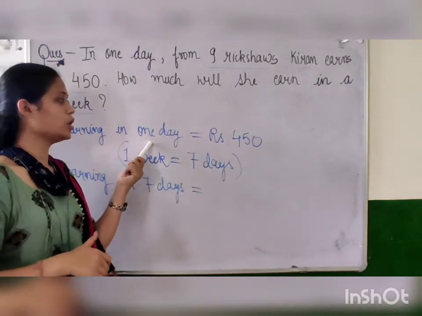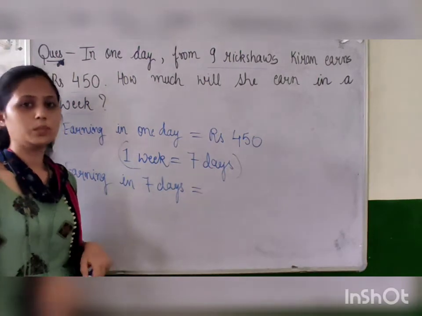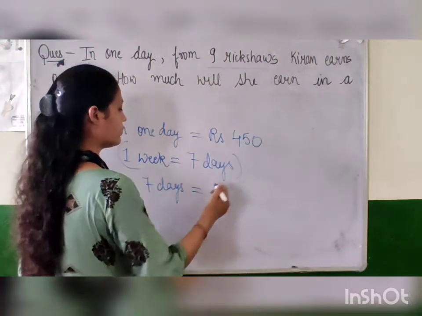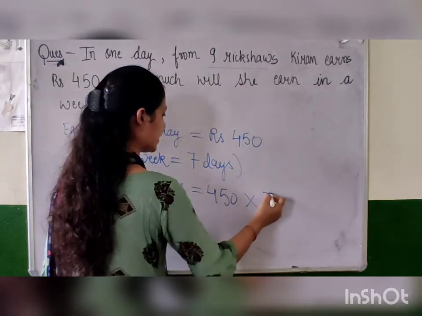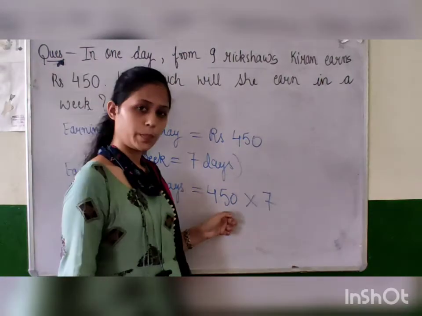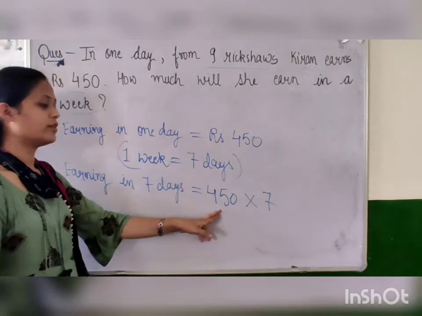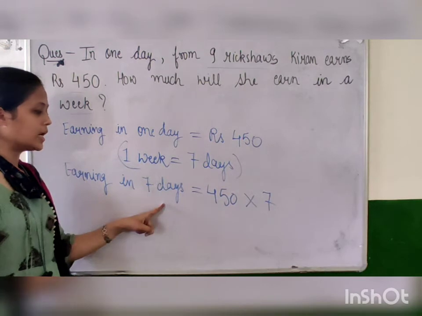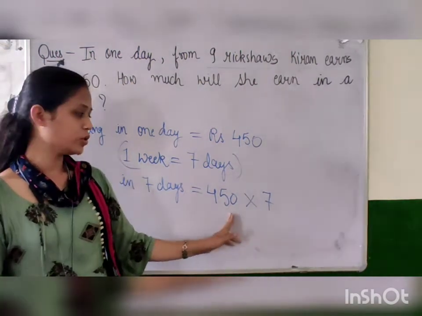We have been given for a smaller amount. We have to find for the bigger amount. So we have to go from 1 to many, so we will do multiplication. Her 1 day earning is rupees 450, and we have to find out for 7 days. So we will multiply 450 by 7, because 450 is our earning in 1 day from 9 rickshaws, and we have to find the earning from 9 rickshaws for 7 days.